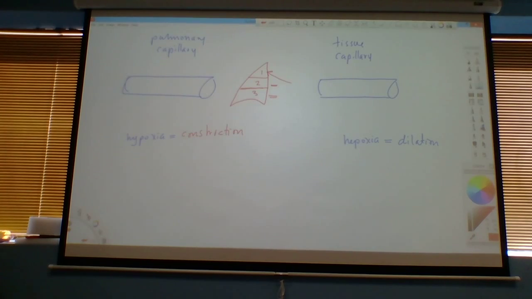Does it make sense? In lungs, it's the opposite of tissue, because in lungs, when you have less oxygen, you don't want to waste perfusion of those areas that have no oxygen. So you're going to shunt blood to those areas that have more oxygen, upper zones. So in lungs, hypoxia will always cause vasoconstriction, especially in the lower lobes. Selective vasoconstriction.